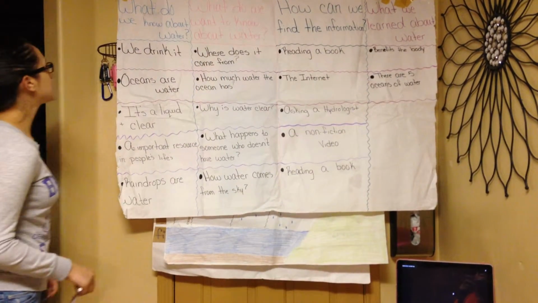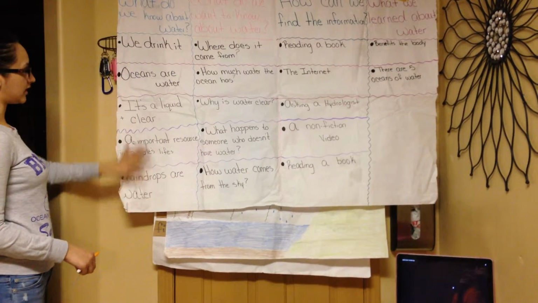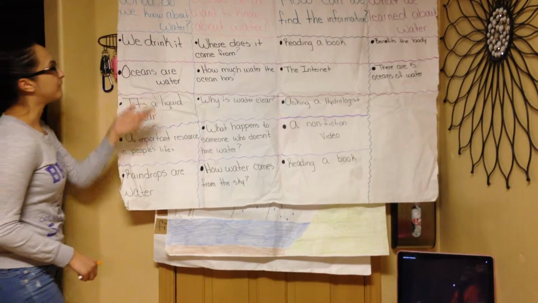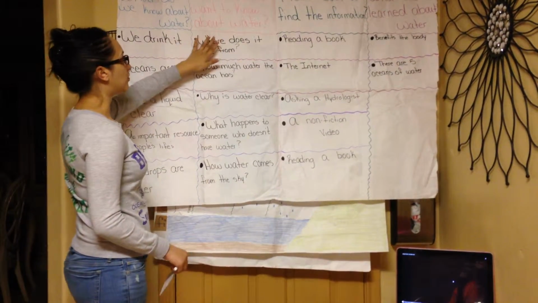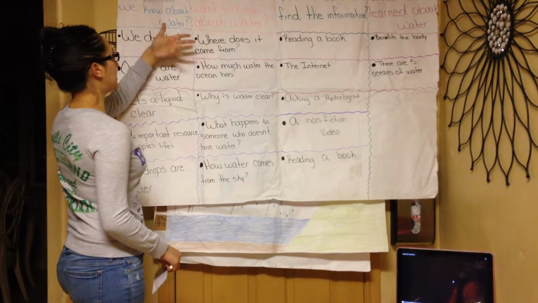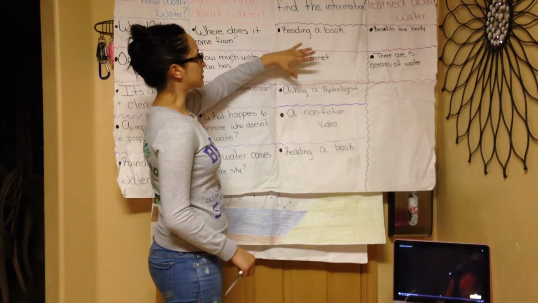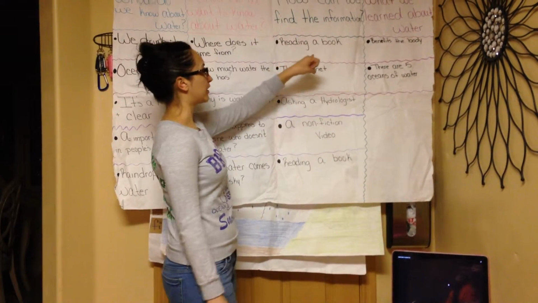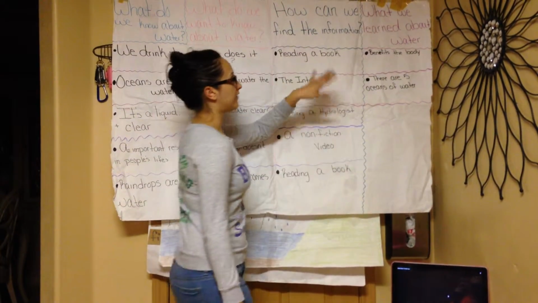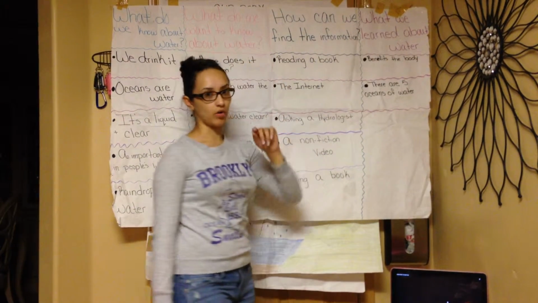So basically the students will fill in the information of what they know about water. An example, they drink it. The what do we want to know part is what they would want to learn from it. So you would say, where does it come from? And the third column is where we would find the information. So you can get it from a book. And then at the end, we will put what we learned about water.